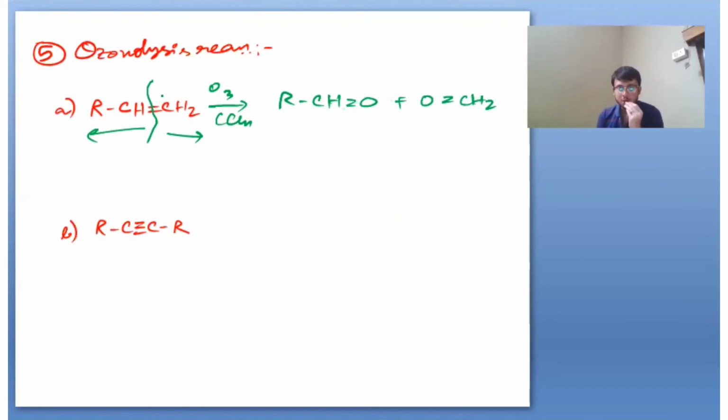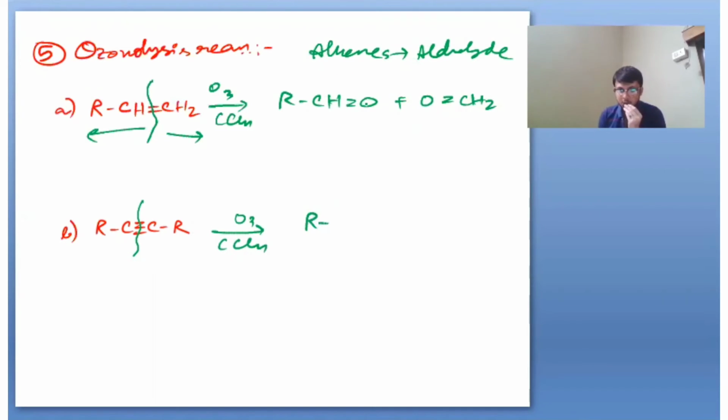Okay, so that's how we can form aldehyde from alkenes, or we can form ketone also. So that's how it is done. Next is our ozonolysis reaction from alkyne. Now again we do this, breaking this bond. Okay, and if we give it O3 CCl4, now what happens?